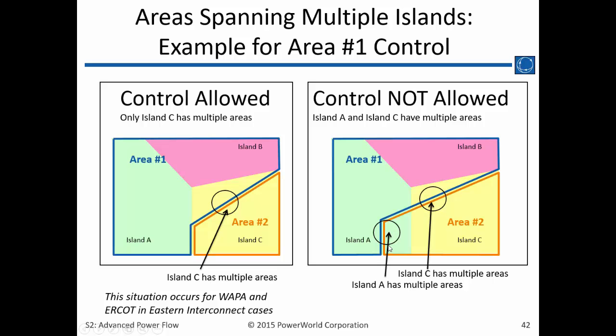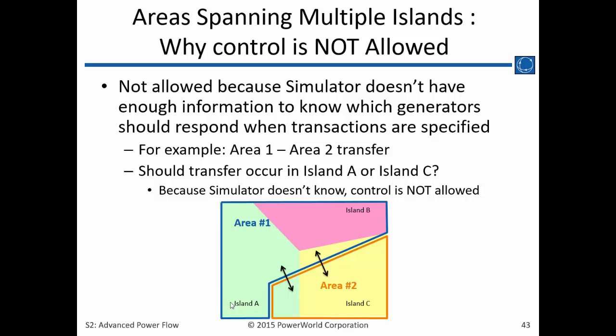And in this situation, it's just impossible to figure out what the correct dispatch of generation should be in each of these islands across these different areas in order to maintain the correct area interchange. Why is control not allowed in this situation? It's not allowed because we don't have enough information to know which generators should respond when transactions are specified. So if area 1 and area 2 have a transfer between them, should the transfer occur in island A or in island C? We don't know, so we can't control that.